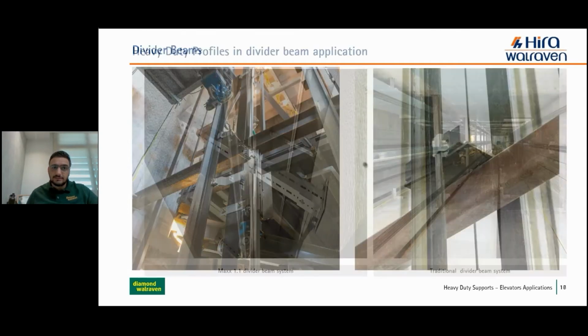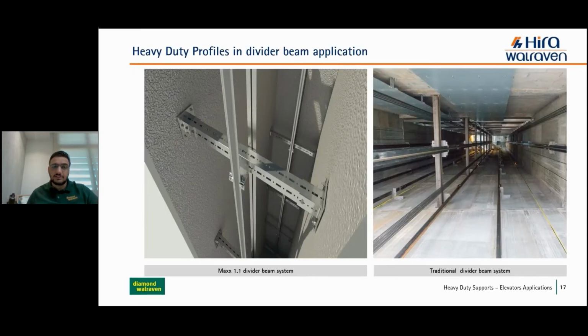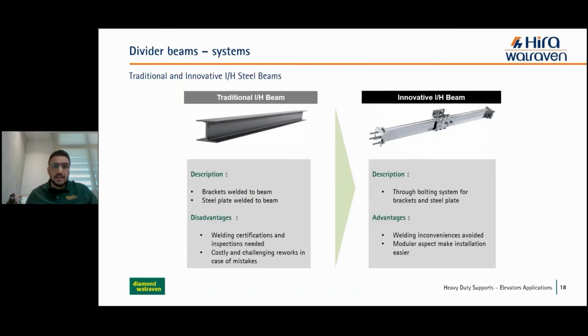A quick comparison on the topic that we will discuss today is how to use the Max heavy duty profile as a divider beam compared to the traditional divider beam system. Before we go there, I want to make a quick comparison between the traditional and the innovative I or H steel beams. In the traditional system, the brackets will be welded to the beam. The steel plates also will be welded to the beam.